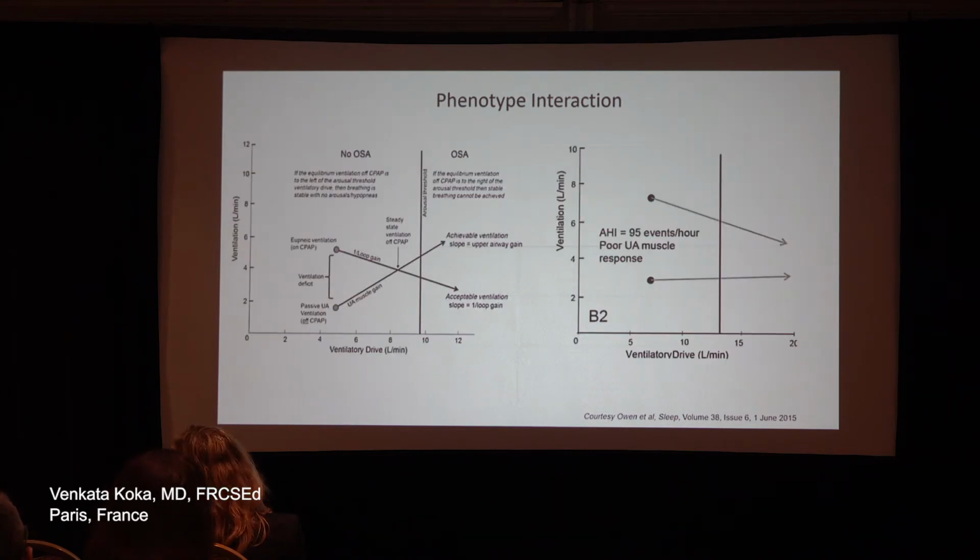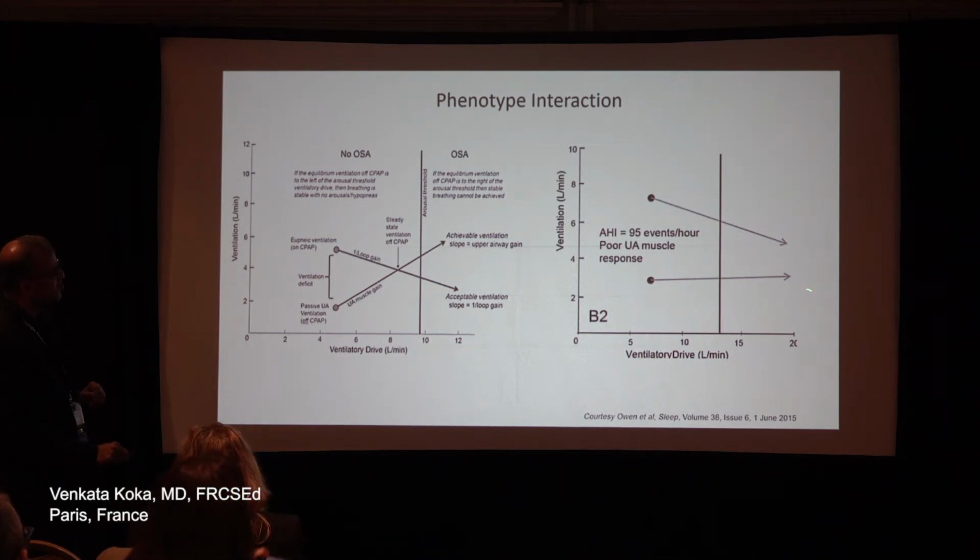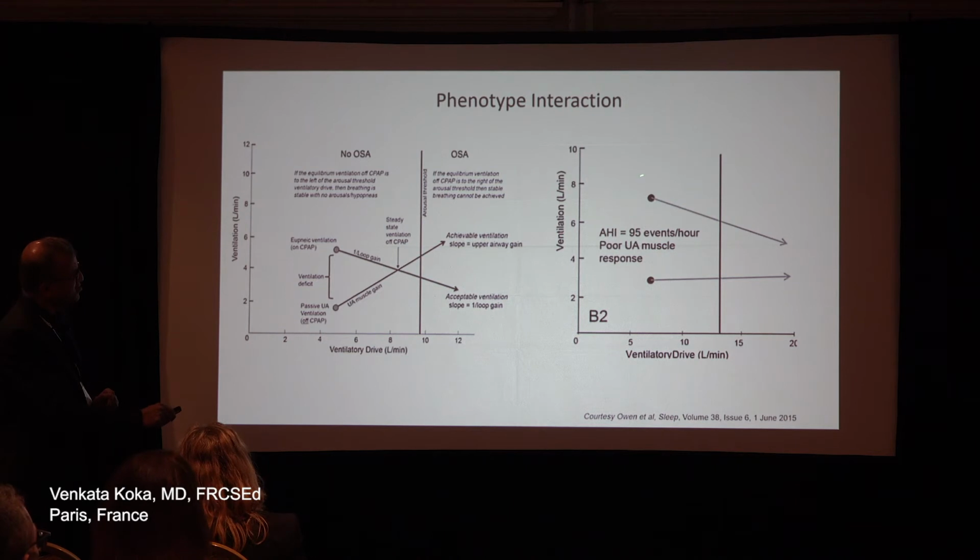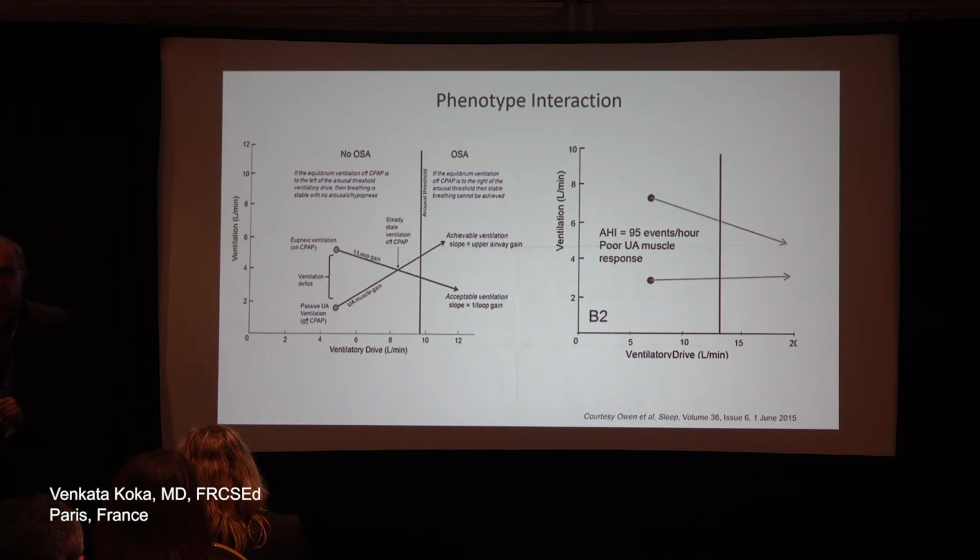Here, I want to show you a simple example. This is the muscle response, a good response and a poor response. Here you have the passive collapsibility. This is a very poor muscle response; it should go up like this. And this guy has high loop gain. This is severe OSA, 95 events per hour. We should know that, because of the interaction of all the phenotypes.